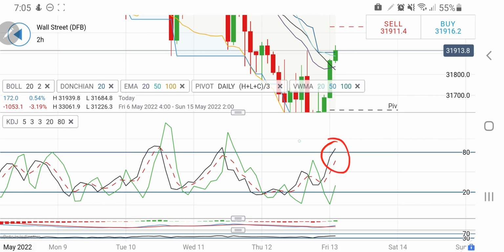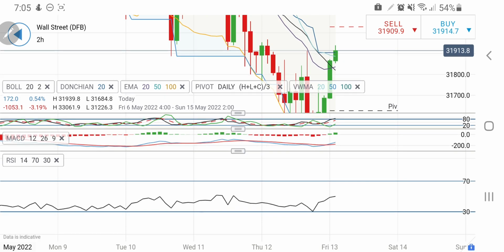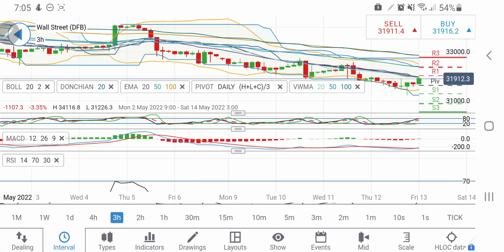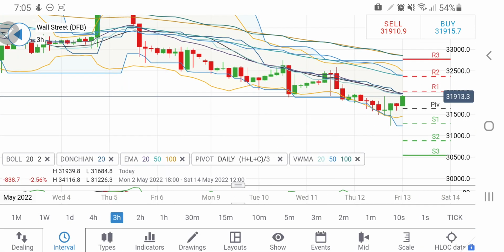See, this is extremely overbought on the 2-hour charts. MACD is wide and divergent. It has just crossed over 2 candles back, and it is extremely divergent. Only one more candle it may try to accommodate, and then a drop can follow. RSI is running flat there. And if you look at the 3-hour charts, similarly you will find that it has shown a reversal here.